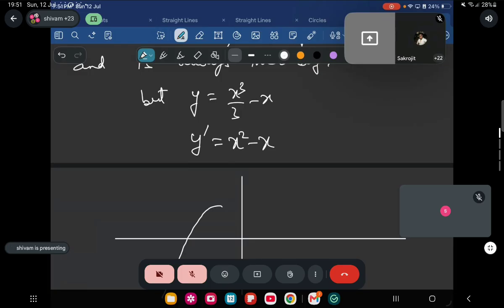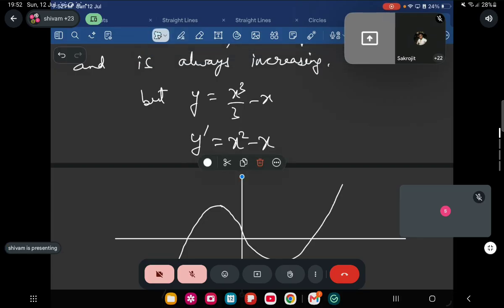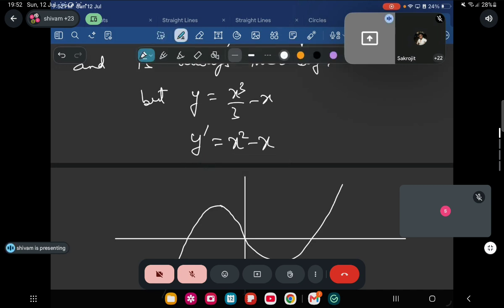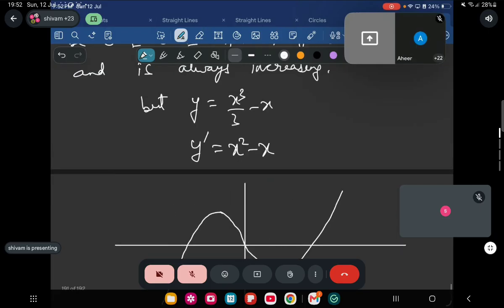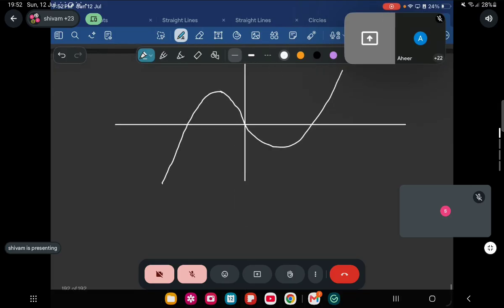Right, tell me. So this is how the graph will look like. At x equal to 1 and minus 1, we'll get the extremums? Yes or no? This is how the graph will look like. Are you getting? Sir, x square minus 1. Oh yes, sorry. X square minus 1.